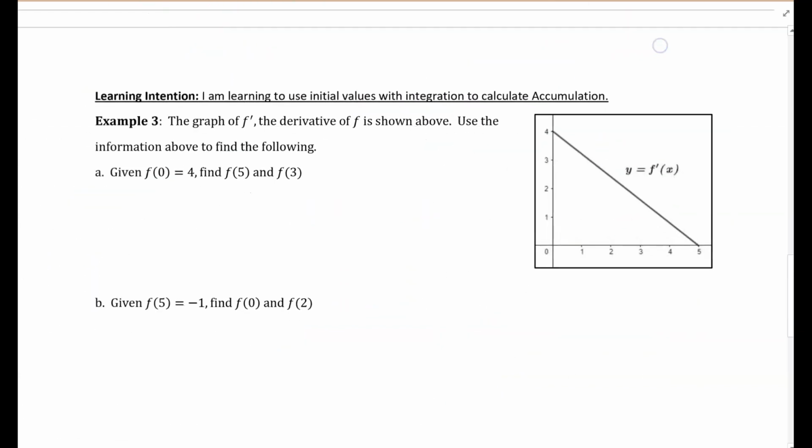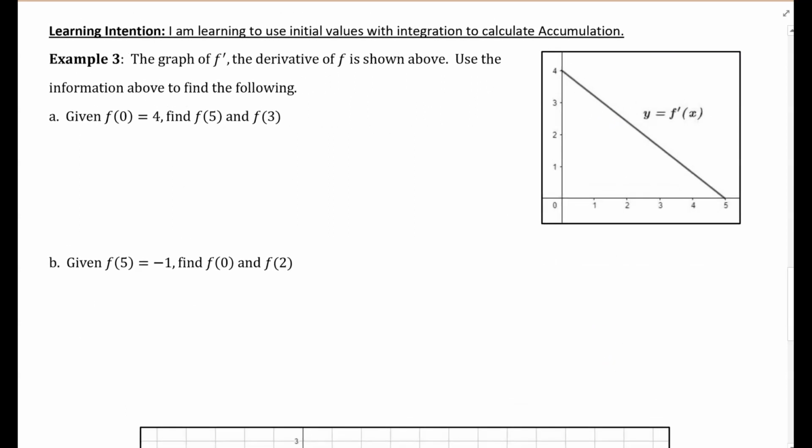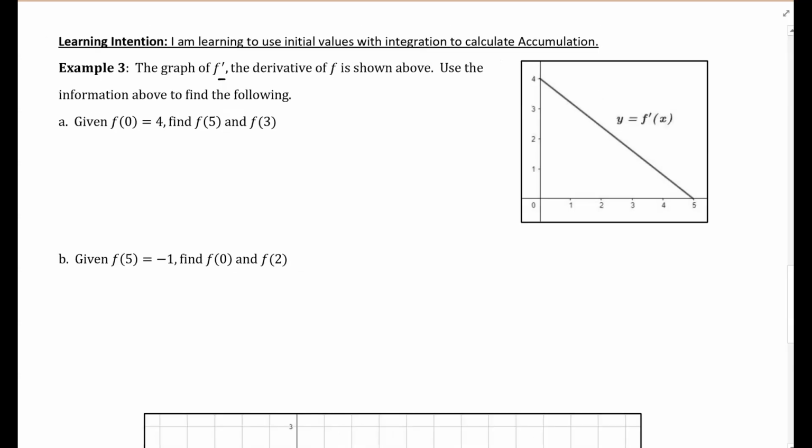Let's go ahead and look at a graphical example, which we know the AP exam loves to give us. Okay, so example 3, given the graph of f prime, the derivative of f is shown above. Use the information to find the following. Given f of 0 equals 4, find f of 5 and f of 3. Okay, so again, they give us this starting value. They tell you what a function value is, and they ask for another function value. So find f of 5.